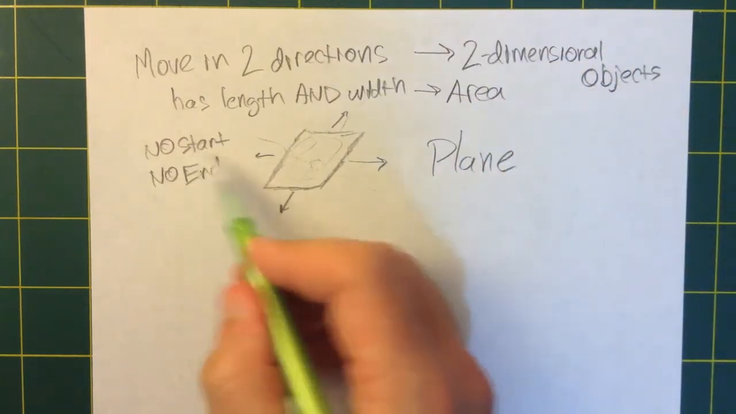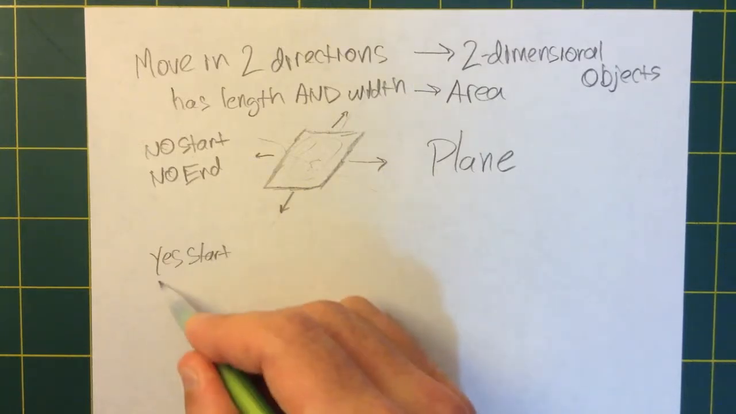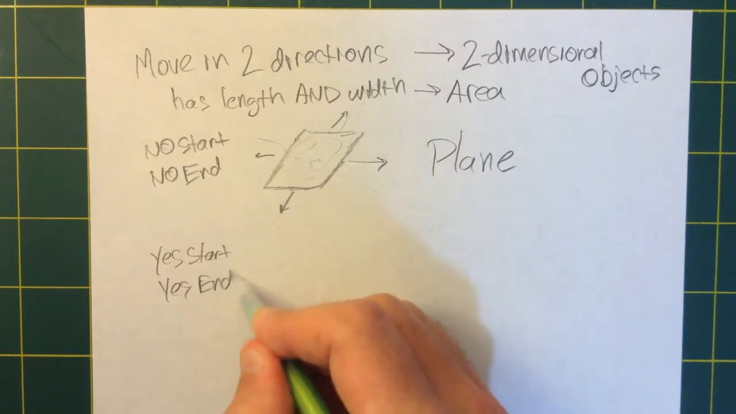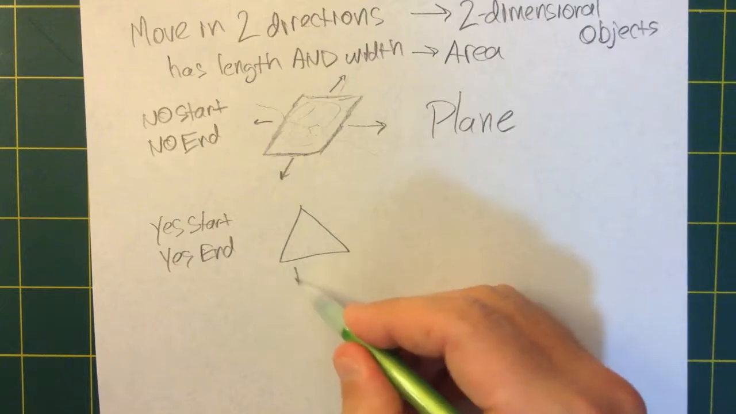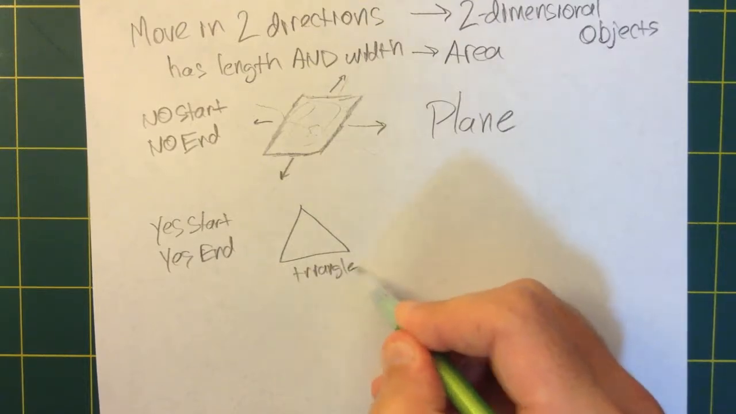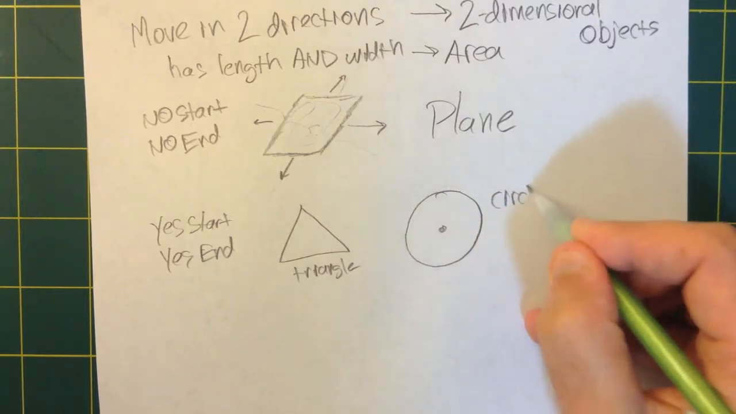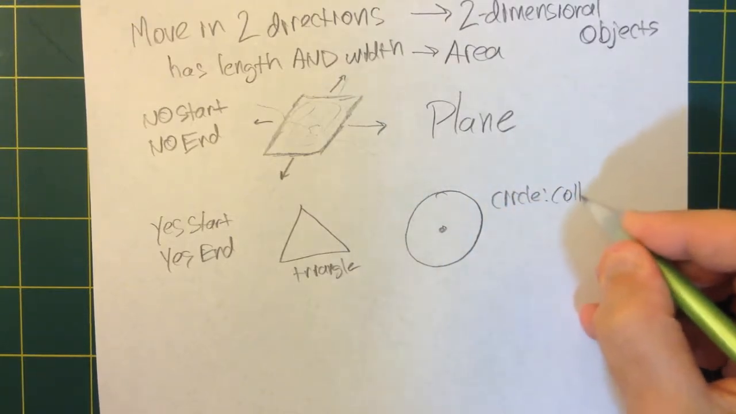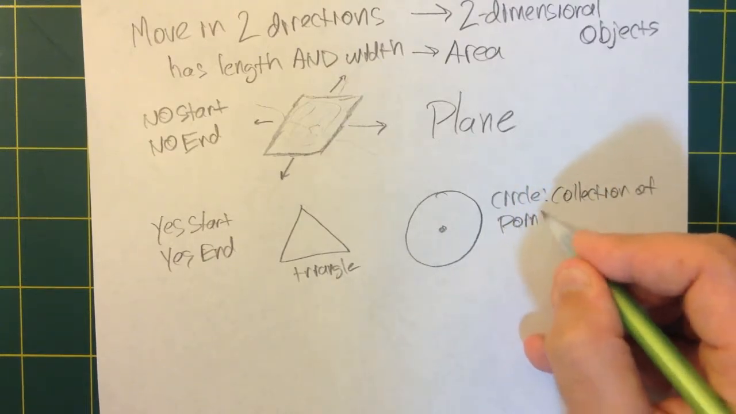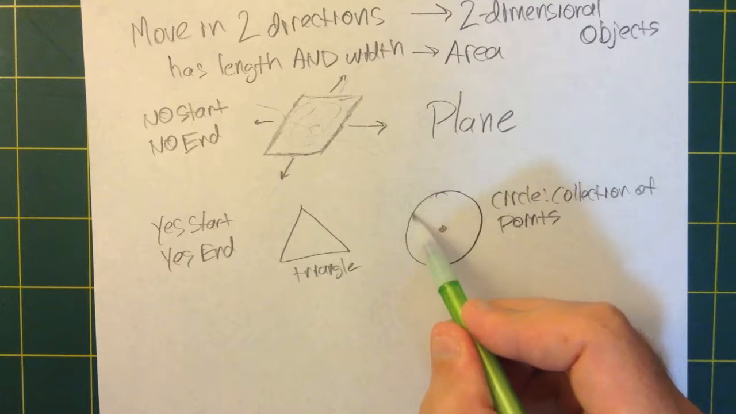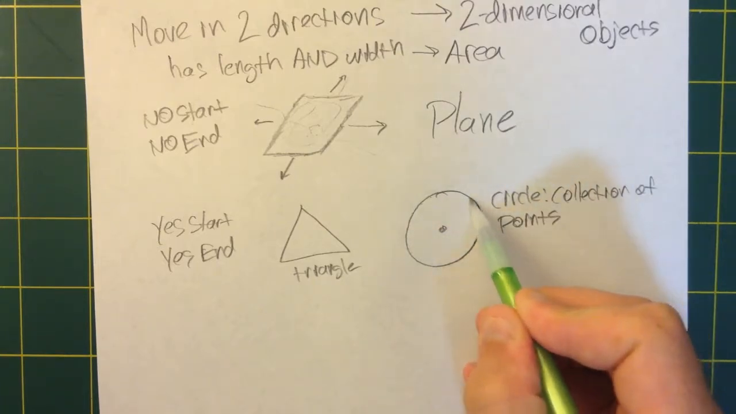But if instead of having no limit, we say yes, there is a start, and yes, there is an end to your 2D object, then you get these, like a triangle, or a circle, which is a collection of points. Everything you see here is a point. Even though I didn't bold any of them, every bit of pencil you see here is a point.